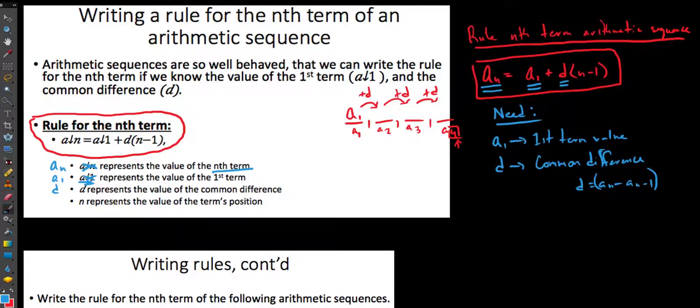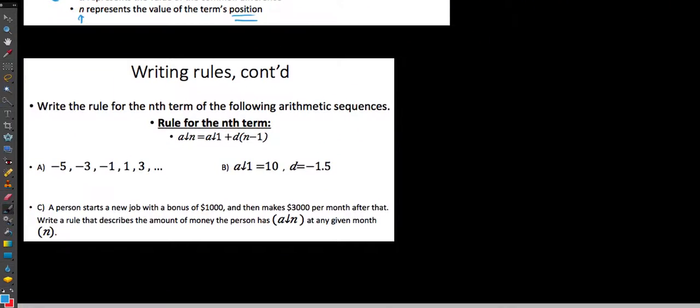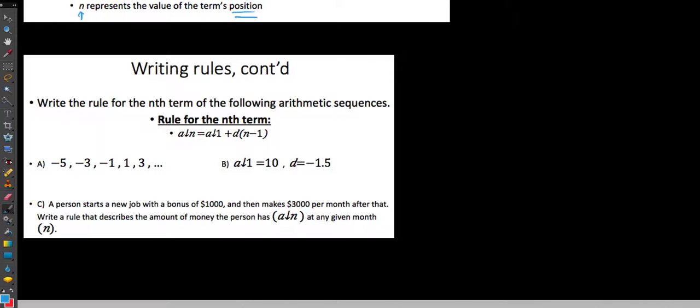N is going to represent the value of the term's position. So n, remember, is a position. Okay. So in terms of writing rules, let's take a look at how we could actually put this to work here. I've got a few situations down here, each a little different from the next, but in each instance we want to write a rule that would give us the value of any given term in the nth spot. So the instructions here say write the rule for the nth term of the following arithmetic sequences.